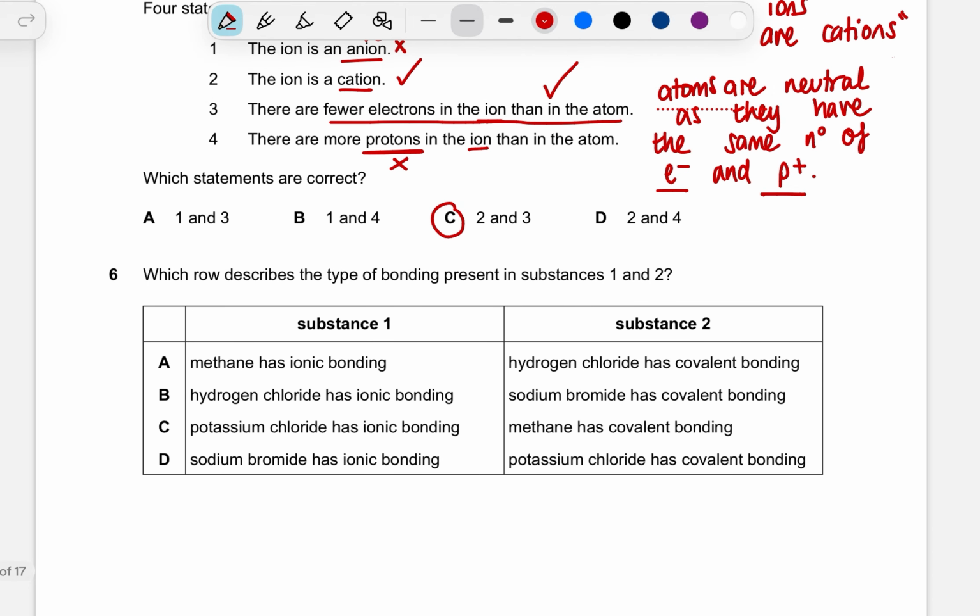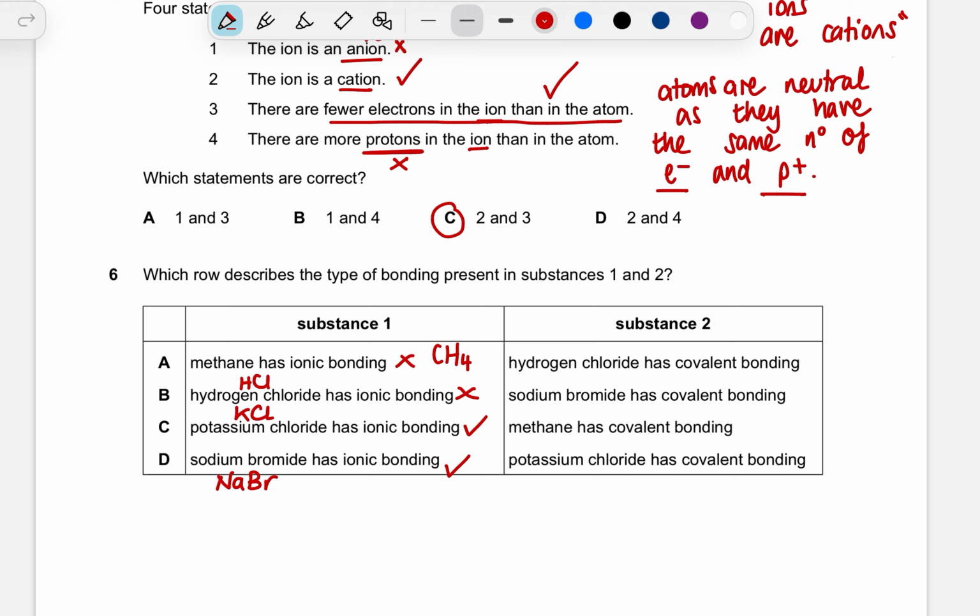Next question, which row describes the type of bonding present in substances 1 and 2? It says methane has ionic bonding. Well, that is wrong. Methane is CH4. It's a compound made up of non-metals, so this must contain covalent bonding. Next, hydrogen chloride has ionic bonding, so this is HCl. This again is wrong, it would have covalent. Potassium chloride has ionic bonding, KCl. This is going to be a metal with a non-metal, so this is correct. And sodium bromide, NaBr, metal and non-metal, has ionic bonding as well.